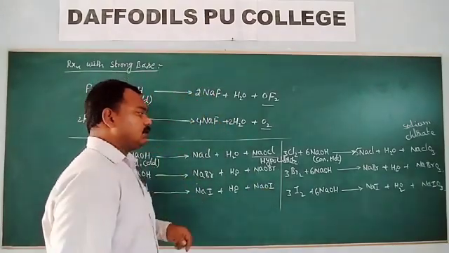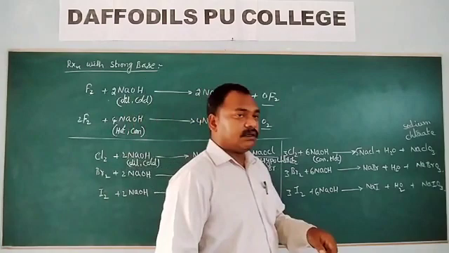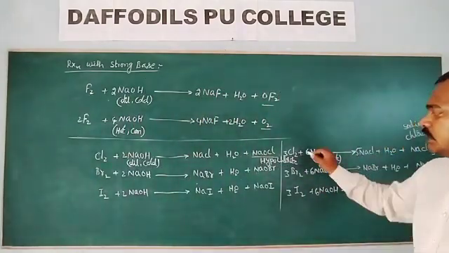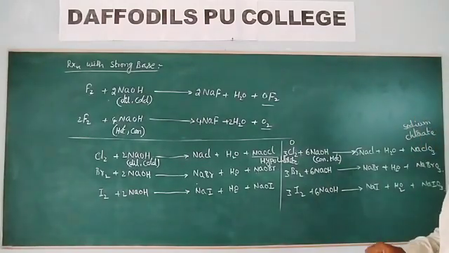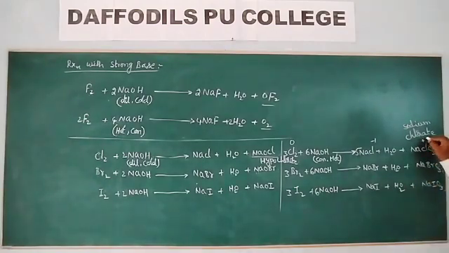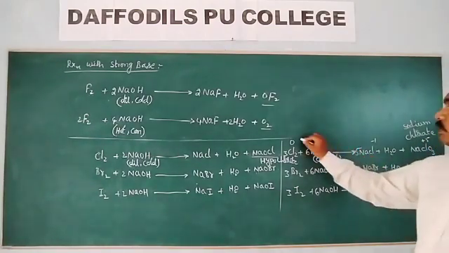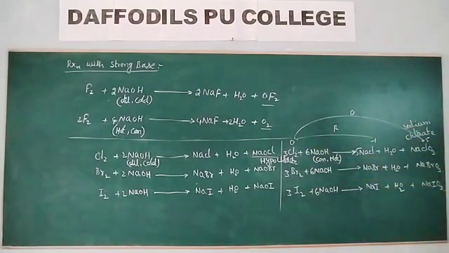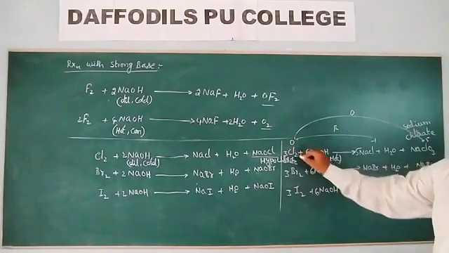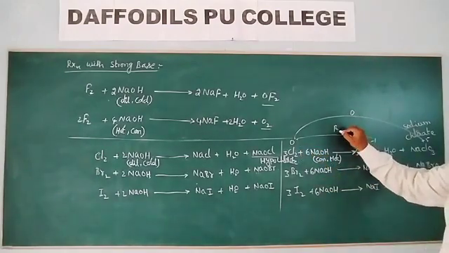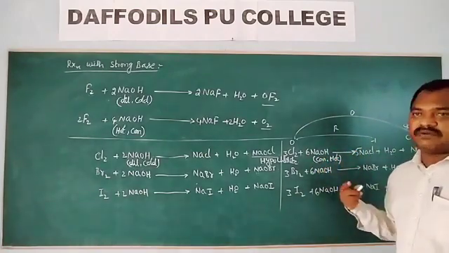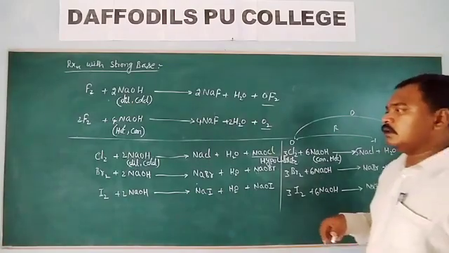These two reactions can be taken as disproportionation reactions. Look at the oxidation states. Chlorine oxidation state is 0. Here the chlorine oxidation state is -1. Here the chlorine oxidation state is +1. So this one is a reduction process and this one is an oxidation process. Means this chlorine is undergoing both oxidation and reduction simultaneously. So these are the examples for disproportionation reactions.